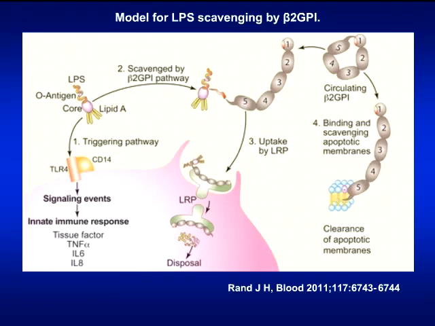So I think that beta-2-glycoprotein 1 is a scavenger, and this has been drawn beautifully by Jacob Rand: beta-2 in the circulation is circular. It can bind to phospholipids and then it's opened up, but it can also bind to LPS, opening up, and then it is taken up by the monocytes, not via the TLR4 receptor, but via uptake by the LRP receptor. So apparently it can get rid of LPS.